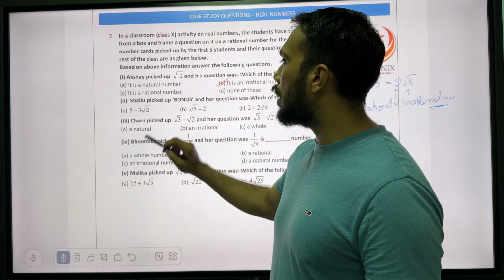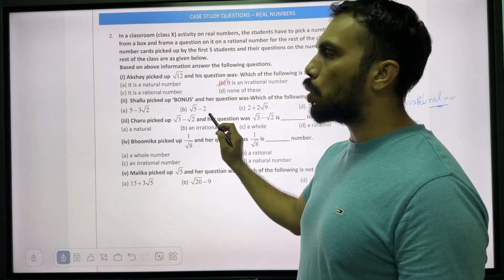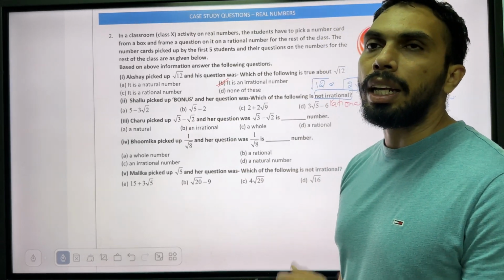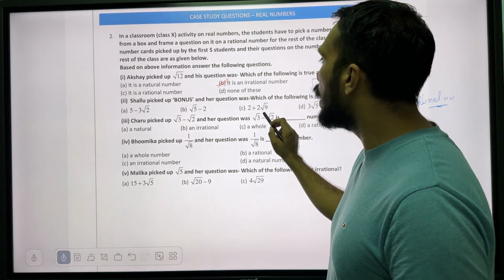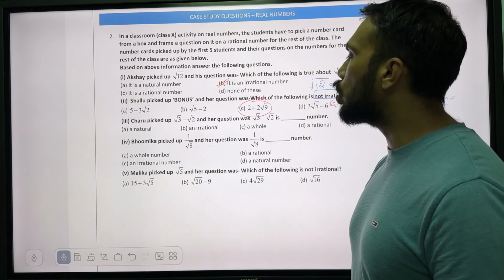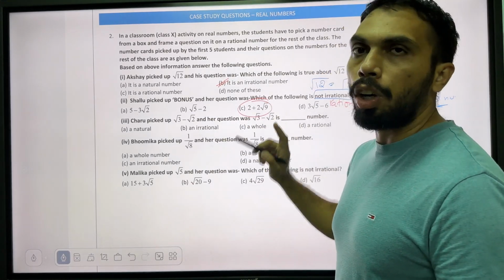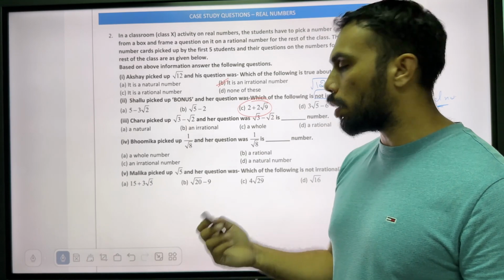So this is irrational in nature. B part mein root 5 minus 2. A difference of a rational and an irrational number is always an irrational quantity. Here if I observe 2 plus 2 root 9. Okay, so 9 is not a prime number. So first of all I need to simplify this further.